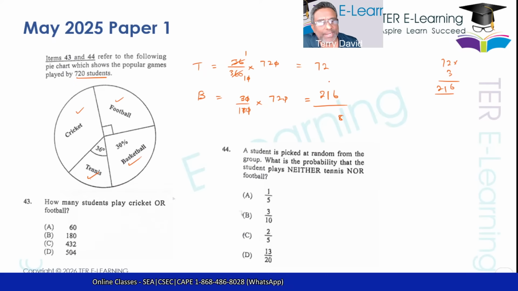So that's 6 and 2, 8. 7 and 1 is 8. So that's 288. So that's the total for tennis and basketball. So if you want cricket or football, I have to take 720 minus 288, right?